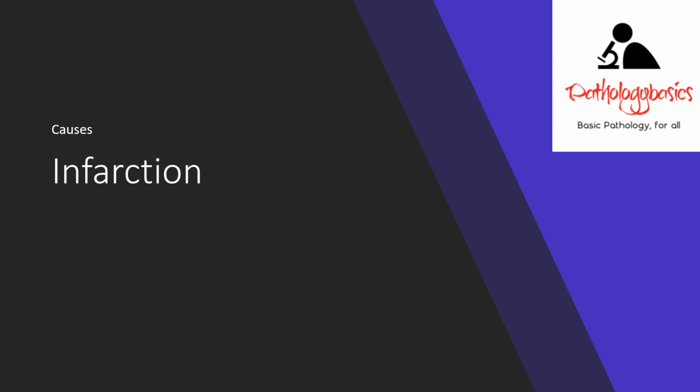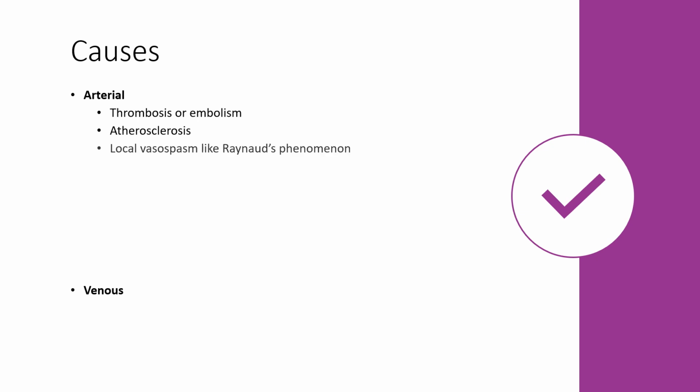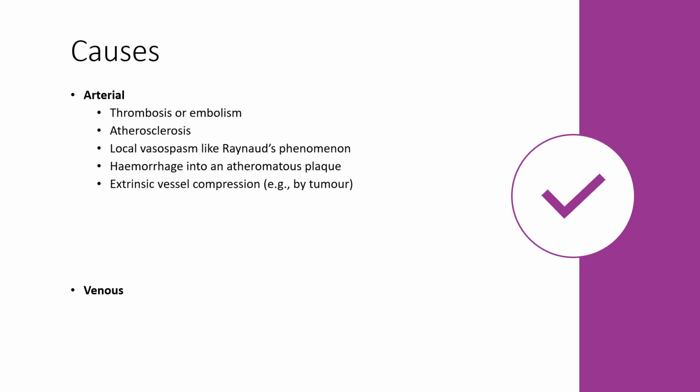What are the causes of infarction? Causes include, as I told you already, either an arterial obstruction or a venous obstruction. Arterial obstruction can be thrombosis or embolism, atherosclerosis, local vasospasm like Raynaud's phenomenon, which you must have studied, hemorrhage into an atheromatous plaque, extrinsic vessel compression like arteries compressed by a tumor. Again, you can imagine that the distal portion must be undergoing infarction.